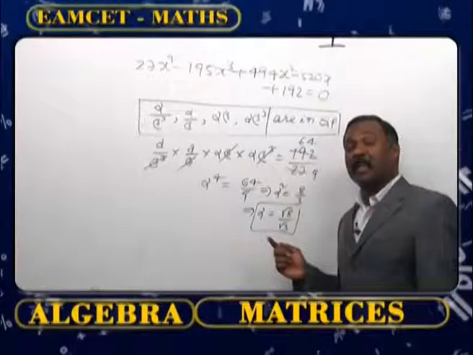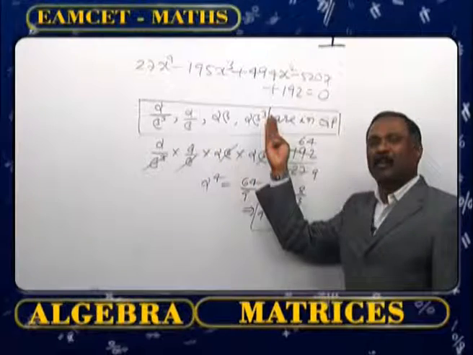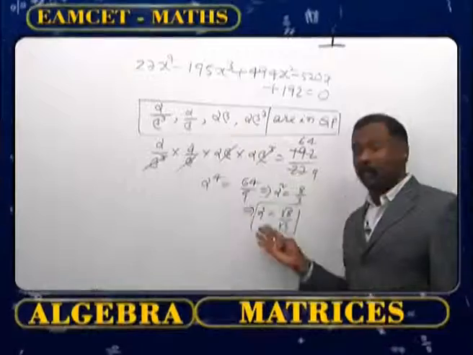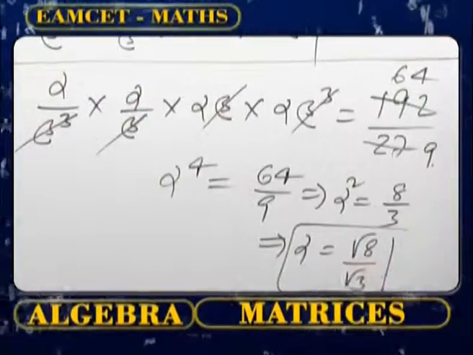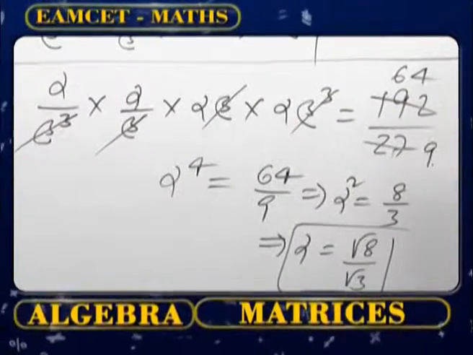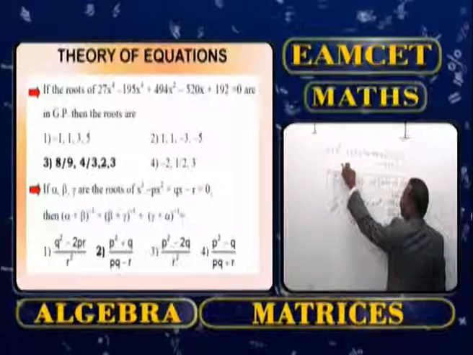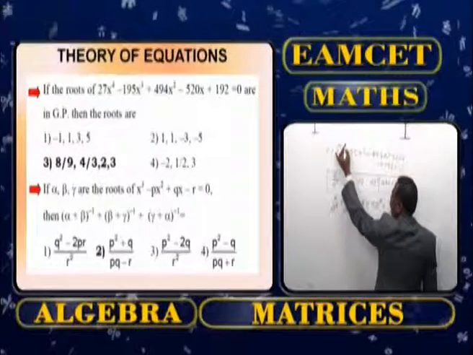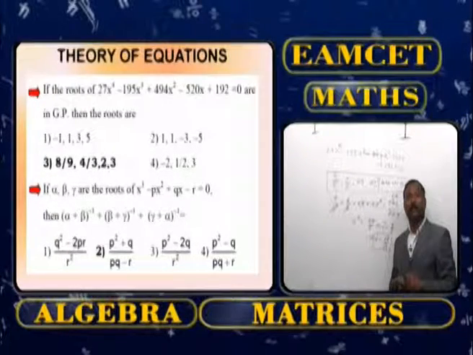What is happening here? You are getting one value directly if you consider like this. That means we have made use of the product of the roots here. Alpha is equal to root 8 by root 3, and after that we write another relation. What should be another relation? We will write the sum of the roots and we will make use of the coefficients. I have explained in the beginning itself, that is the relation between the roots and the coefficients.